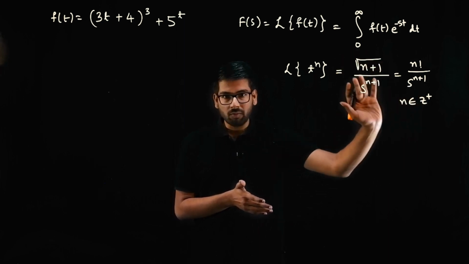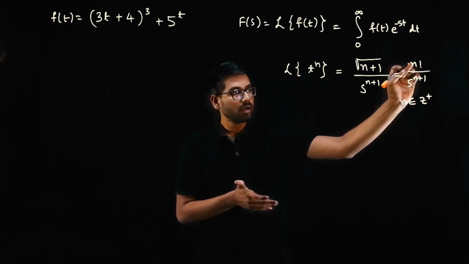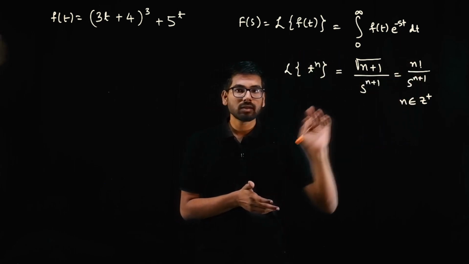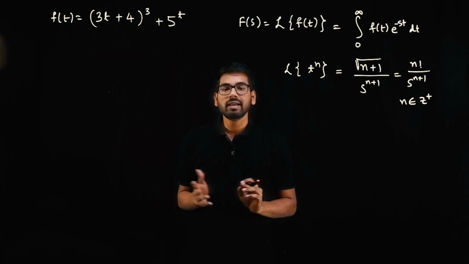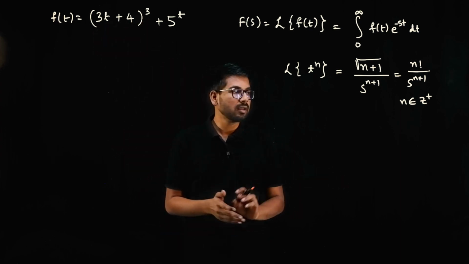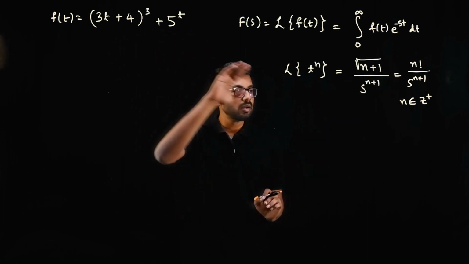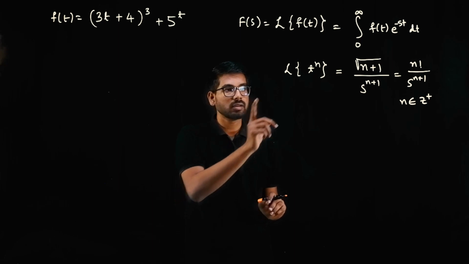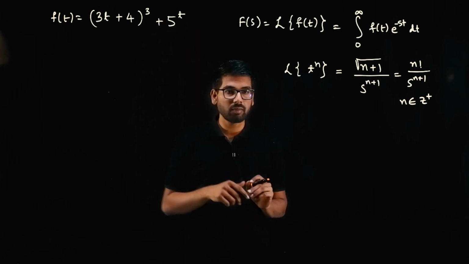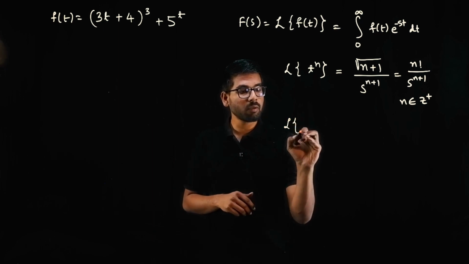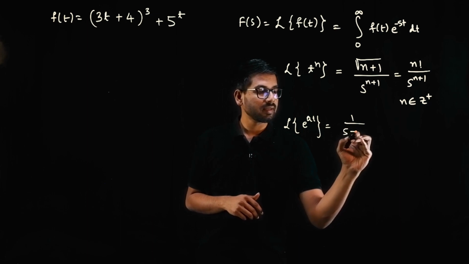This is the more generalized form, and this is for specific terms where n is a positive integer. In this case, if you expand this, you will get t cube, t square, t terms, so here you have to use this. If n is not an integer and is a fraction, then we need to use the other one. And one more term we have here is the exponential term. We know the Laplace transform of e power at is 1 over s minus a.